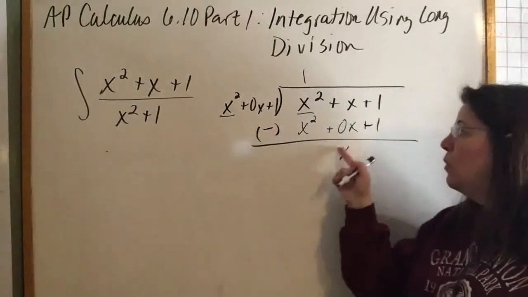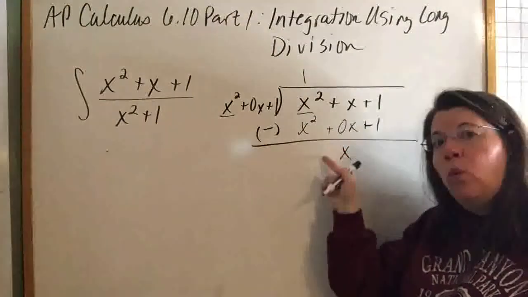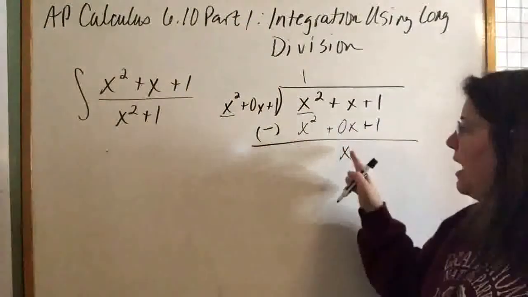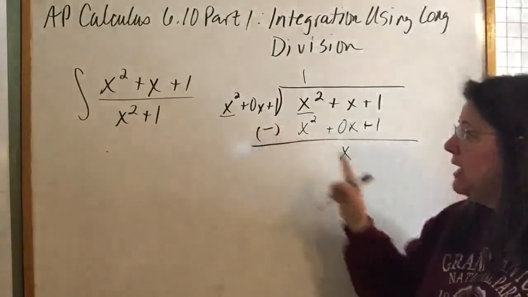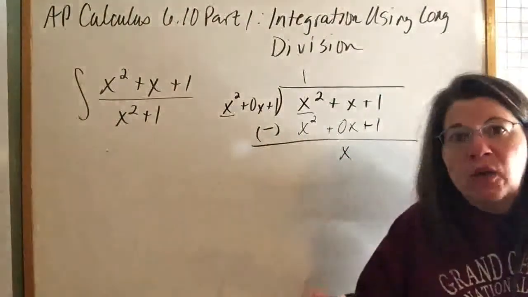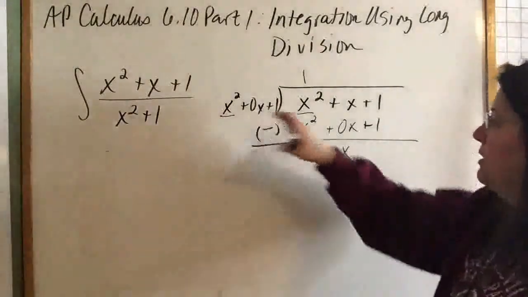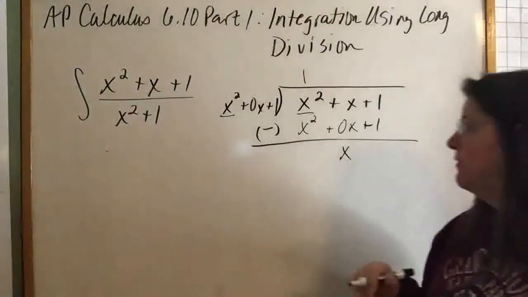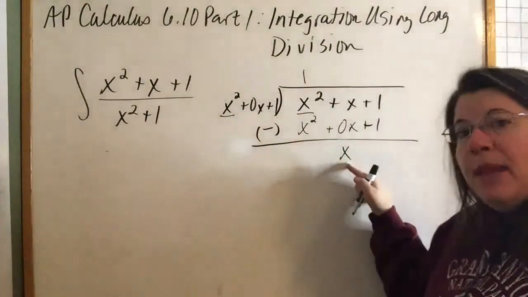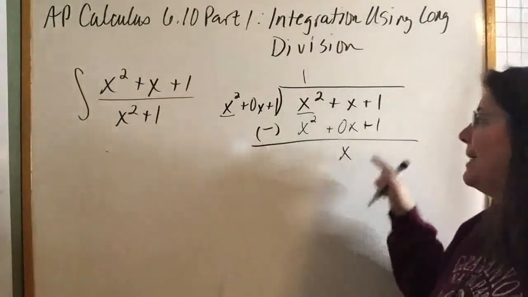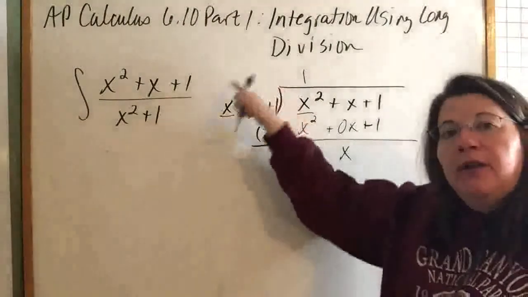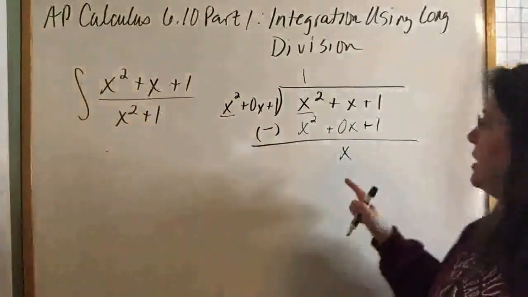So it looks like we have a remainder of x. Now, x is not divisible by x squared. You can't take x squared and go into x. It's not going to work. So we don't have any more division to do. We're finished with that division. This is our remainder. Now, keep in mind, when you have a remainder, can't you take that and put it over the divisor? So that's what I'm going to do.